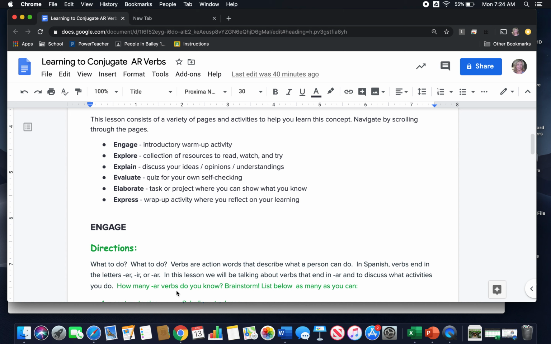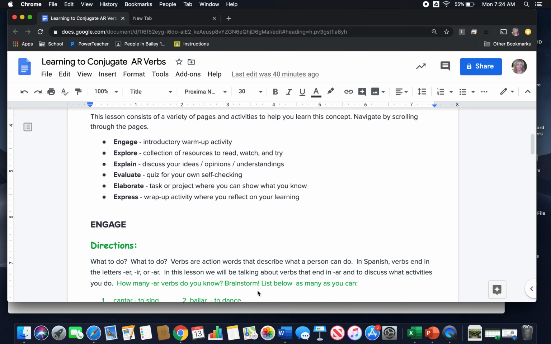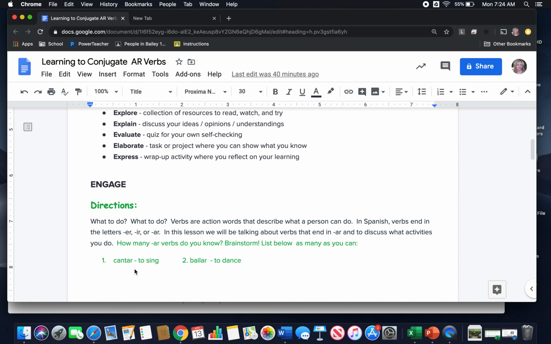How many AR verbs do you know? Brainstorm. List as many as you can. I've started the list for you. Cantar. You notice the AR ending. Cantar means to sing. And the next word on my list for you is bailar. And you'll notice again, AR ending. Bailar means to dance. What AR verbs do you know? List as many as you can.